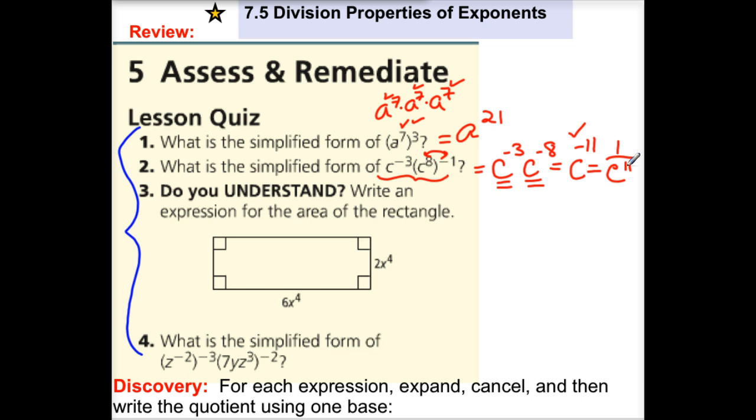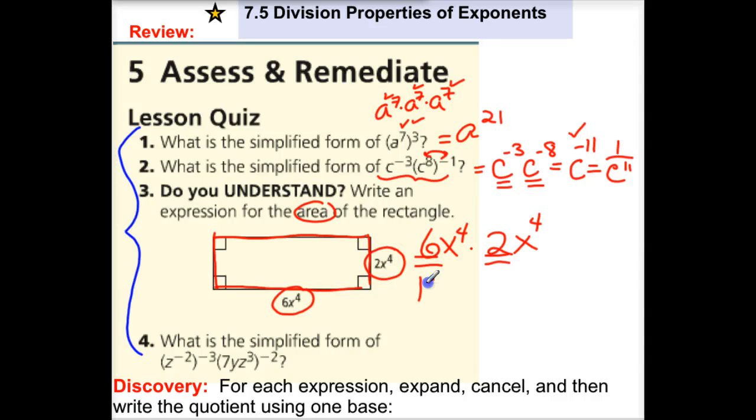Write an expression for the area of a rectangle. Remember, area of a rectangle from geometry is base times height or length times width. If we were asked what's the perimeter, we'd add all those sides up, but this says what is the area. So I'm going to do base times height. Remember, these are called, class, I'd wait for that response, but those are called coefficients. That's 6 times 2, which is 12. x to the 4th times x to the 4th would give me 8 repeated multiplications of x.